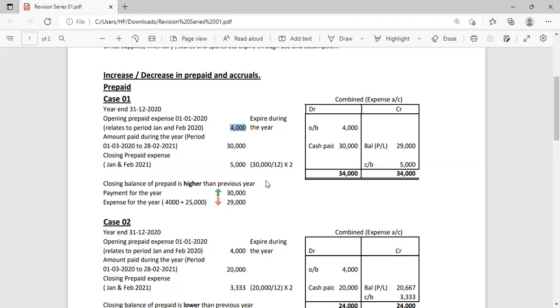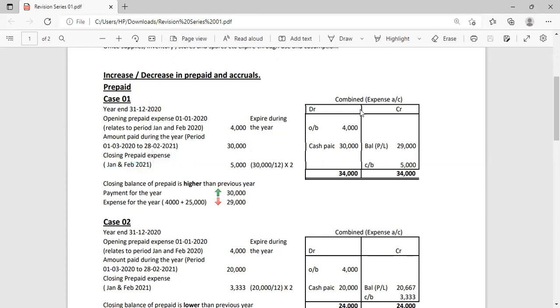Prepaids are also called prepayments. This is the same name used for prepaid as well as prepayments. What you can see is that the 30,000 relates to this period, but the period up to 31st December falls in your current year, and the period of next year, January to February 2021, falls in the next year, and the period which falls in next year will become your closing balance.